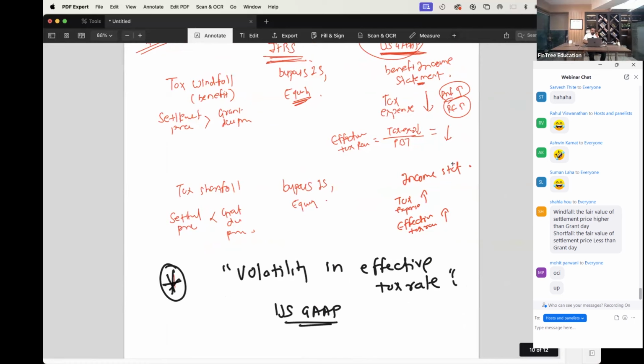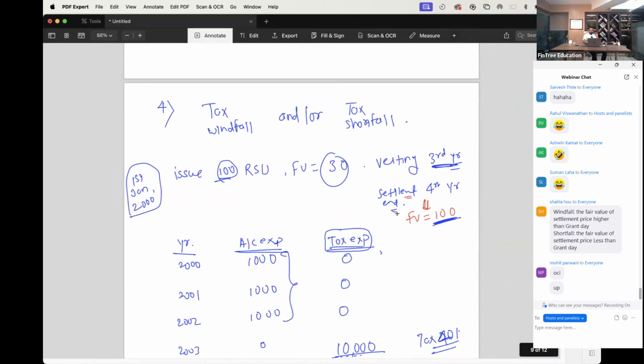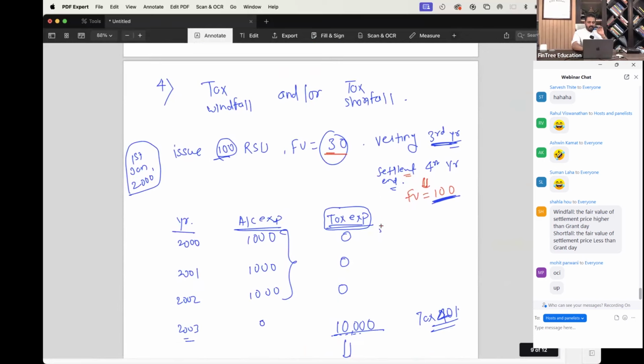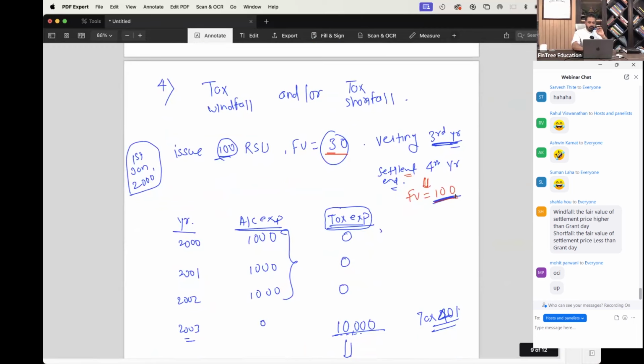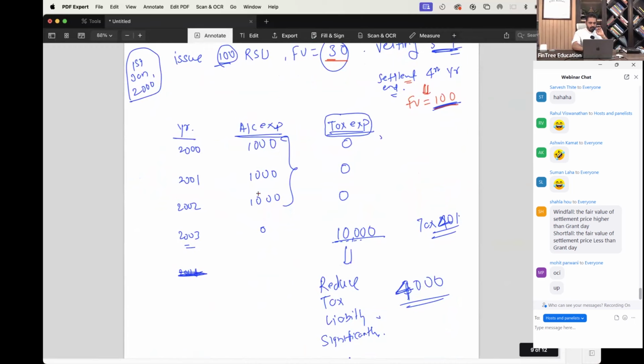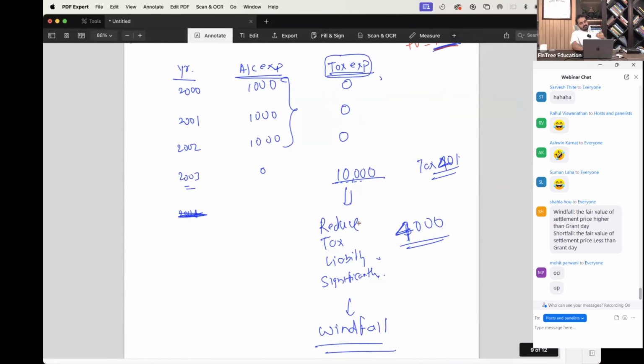What did we learn? Let me do a 2-minute recap for you. For accounting purposes, I do accounting based on the fair value on the grant date. But for tax purposes, I do accounting based on fair value on the settlement date. So these are my accounting expenses. This is my tax expense. Now my actual tax expense could be higher or lower depending on how the stock prices have moved.